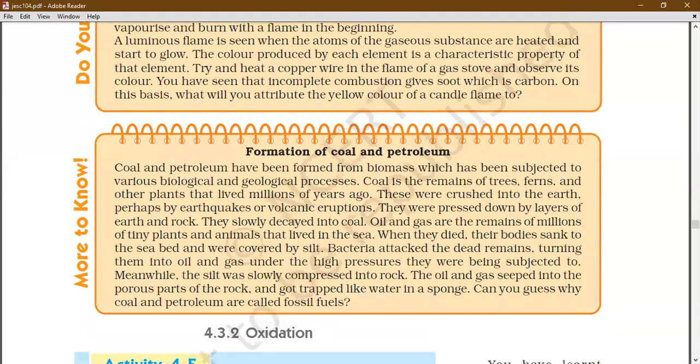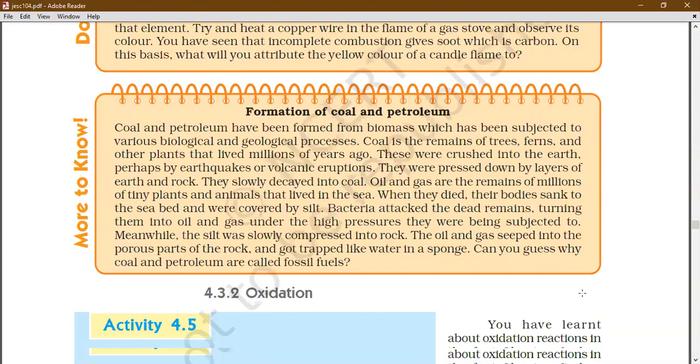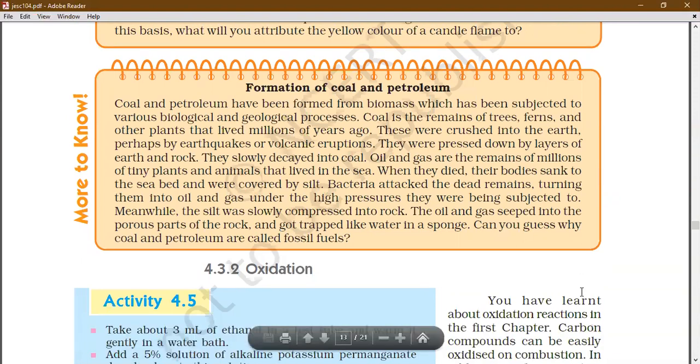More to know. Formation of coal and petroleum. Coal and petroleum have been formed from biomass which has been subjected to various biological and geological processes. Coal is the remains of trees, ferns, and other plants that lived millions of years ago. These were crushed into the earth, perhaps by earthquakes or volcanic eruptions. They were pressed down by layers of earth and rock. They slowly decayed into coal.